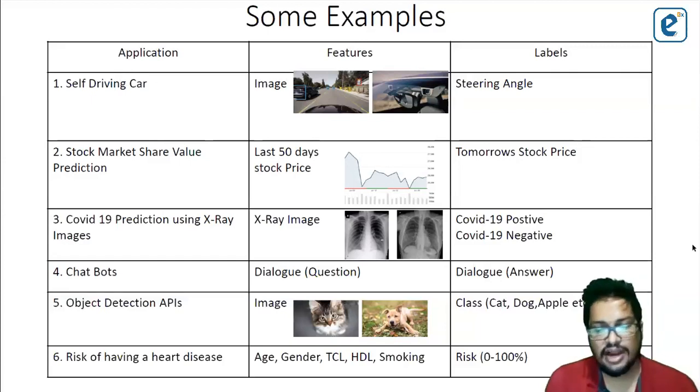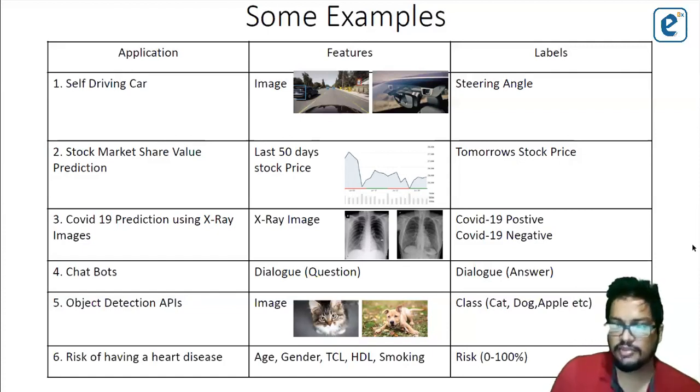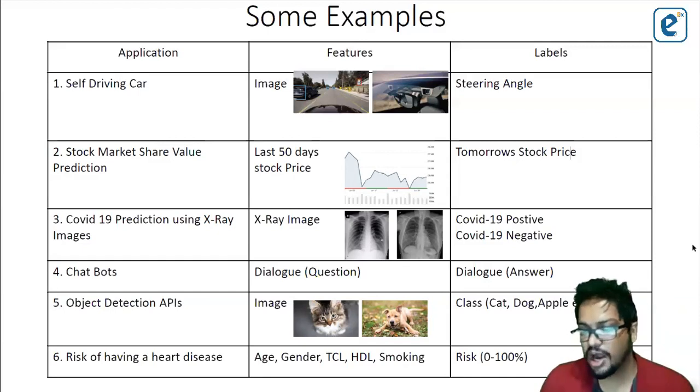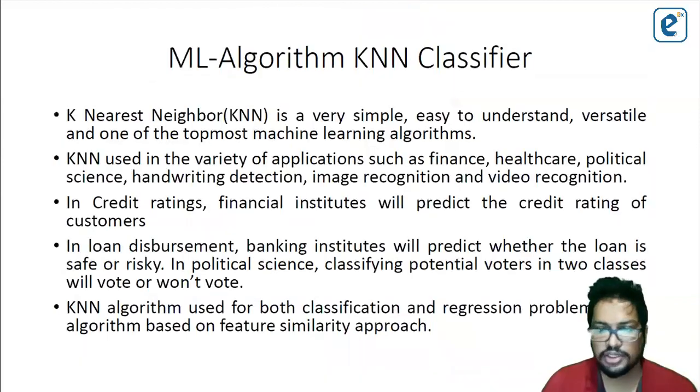And risk of having a heart disease: the features are age, gender, total cholesterol level, HDL, high density lipoprotein, and smoking or not. Then the label will be the risk of having a heart disease, 0 to 100. So can you answer, is the 6th application a classification problem or a regression problem? Yeah, it's a regression, right? This is a number between 0 and 100. Good.